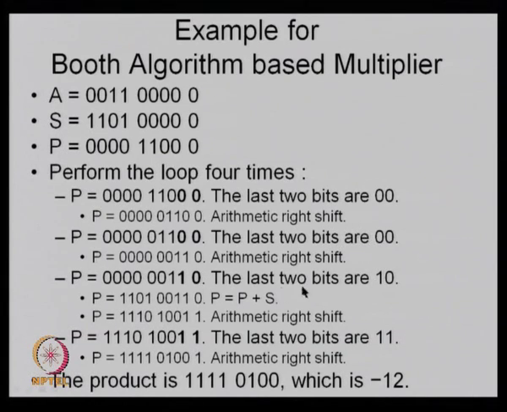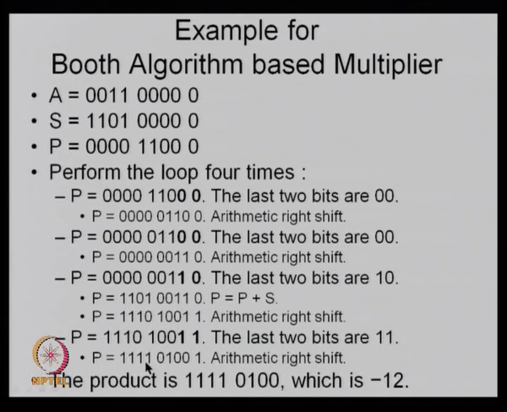Now, the next 2 bits are 1, 0. So, do operation P plus S. So, this is your P, add S to that, and if you do this operation, you get this, and again shift to the right, again this side. Now, we observe 1, 1. So, 1, 1 means the last 2 bits are 1, 1. So, no operation to perform, only shift.